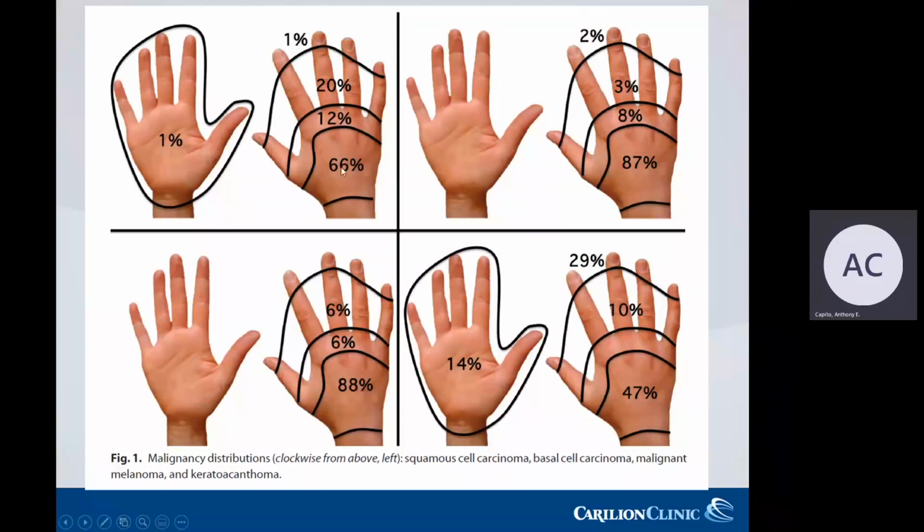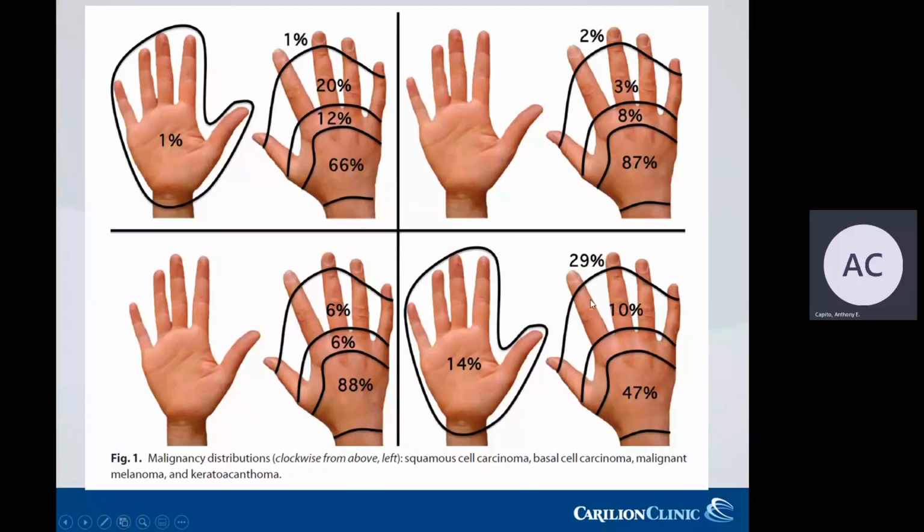You can see here on the top, this is the squamous cell. If a tumor in a skin lesion is located over the P1 or P2 area, it has a high likelihood of being a squamous cell if you think the lesion is malignant. Also over the web spaces and over the MCP joints. And then 66% occur on the back of the hand. If we turn our attention to a basal cell, you can see it's less common in the web spaces or on the digits themselves, and highly common on the back of the hand.